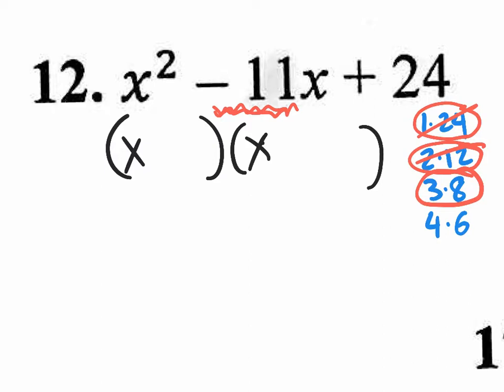So I'm going to make sure that I put a negative in front of the 3 and a negative in front of the 8. And that's the correct pair of numbers that we want to plug in. A minus 3 right here and a minus 8 right there. That's the answer for number 12. Moving on to 14.